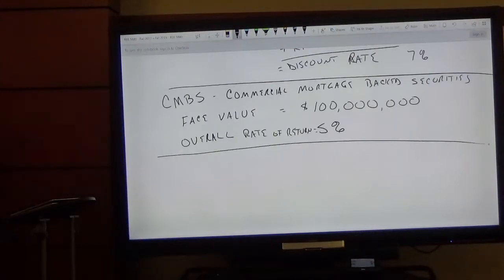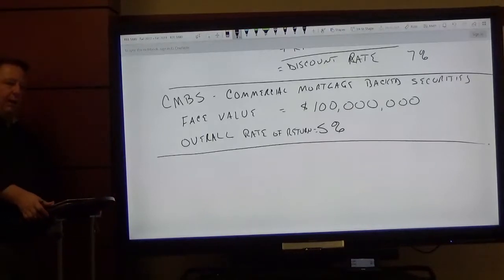Okay? Does everybody follow that? An annual rate of return of 5%. Now that's assuming everybody pays on time, no one defaults, whatever, 5% overall rate of return. Okay, everybody comfortable up to this point? Okay. Now, this is where the fun begins.